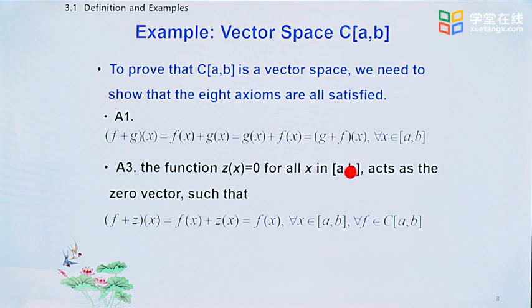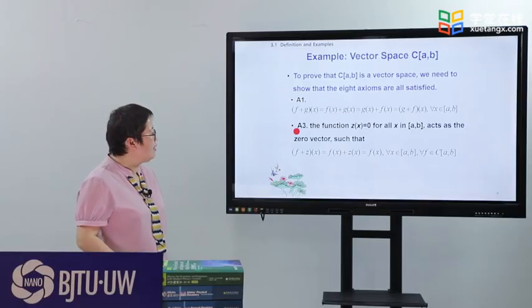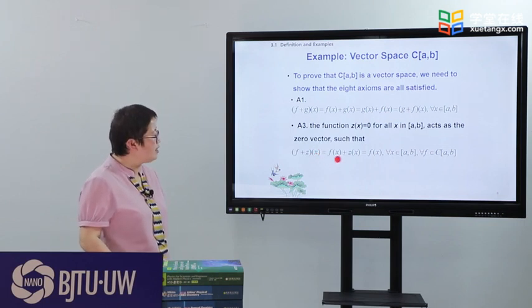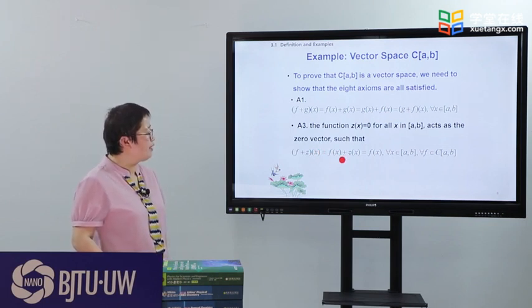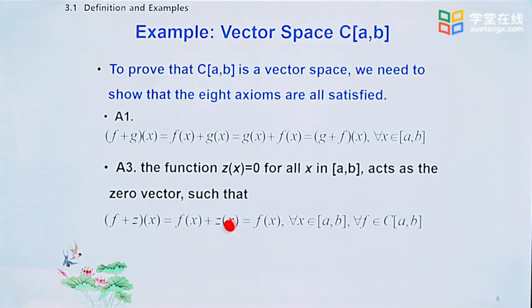This means we choose the constant function and the value is 0. So this function. And then we check the f plus c function on x. As the definition, it equals f of x plus c of x, because c of x is just 0 for any x in the closed interval a to b, so it is just f of x. So we know that the zero vector exists in this space, in this set.